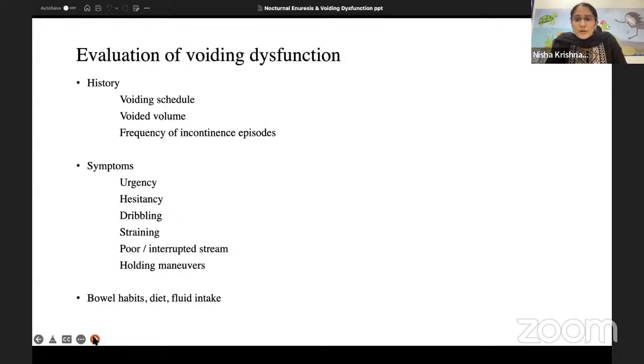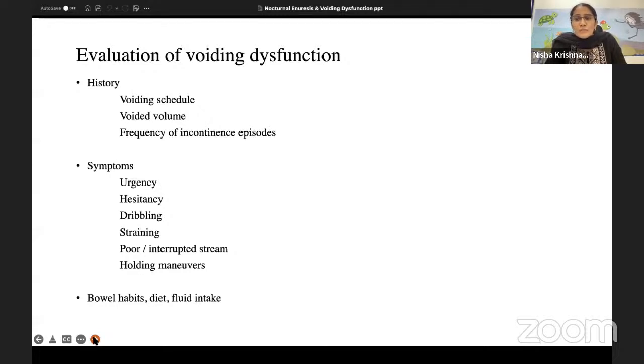some mix and match between the detrusor contraction and the outlet forces, there is hesitancy. The child is unable to void. There is dribbling, which could be seen in some ectopic ureter-like conditions. There is straining, for example, when there is a lazy bladder and the child has to do a Valsalva maneuver, where the abdominal pressure aids the bladder evacuation. There could be an interrupted or a poor stream, which is commonly seen in posterior urethral valves.